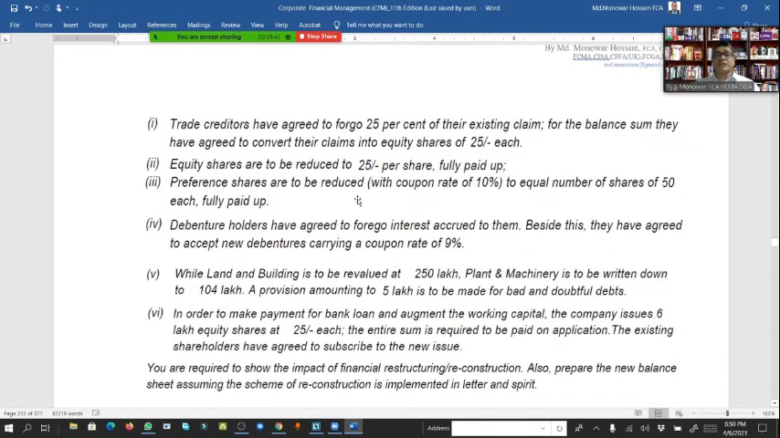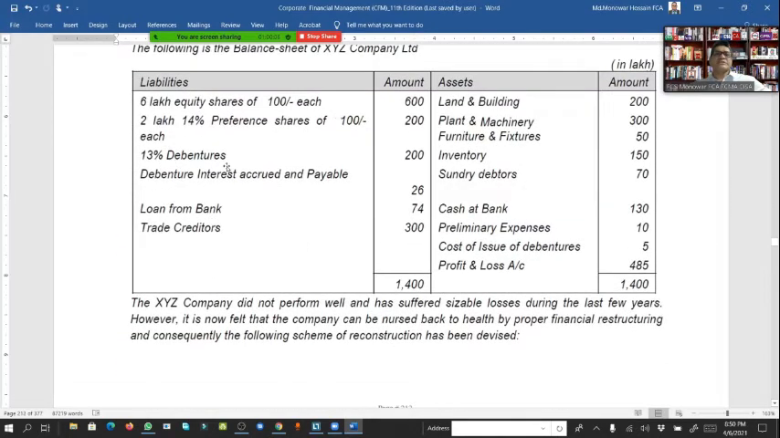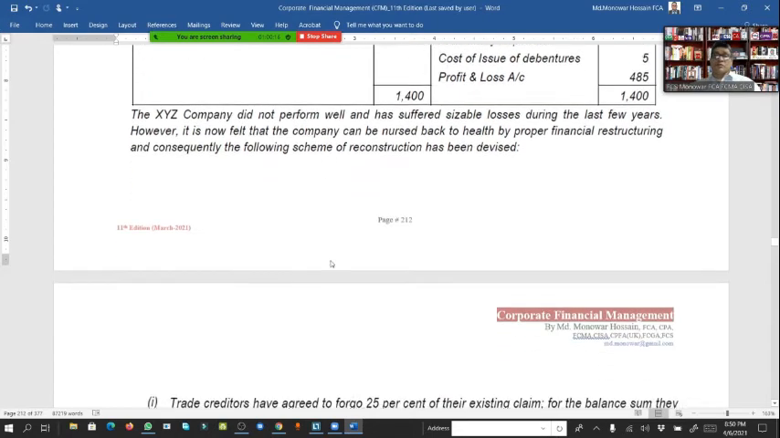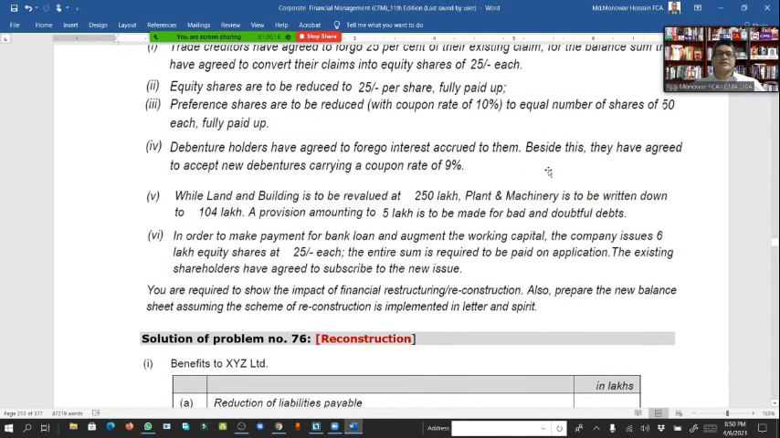Preference shares are to be reduced, with a coupon rate of 10%, to equity shares of 50 each, fully paid up. So preference shares are also reduced. Debenture holders have agreed to forgo the interest accrued to them. What is the debenture? 13% debenture. The 13% debenture interest accrued is 26 lakh. So they forgo it, 26 lakh.